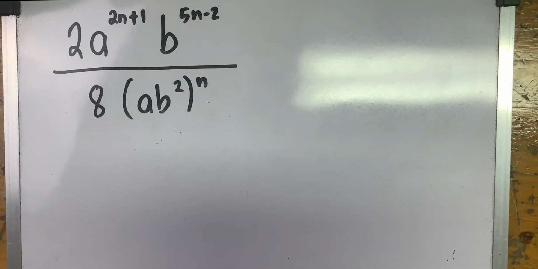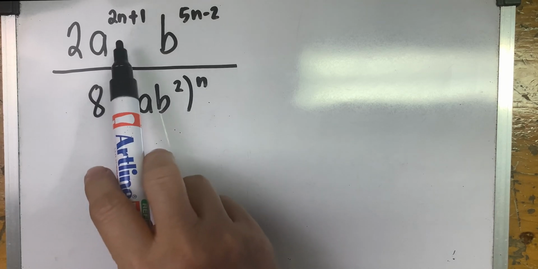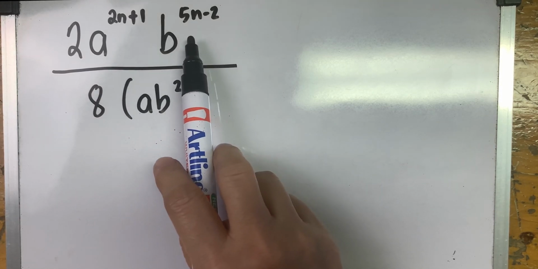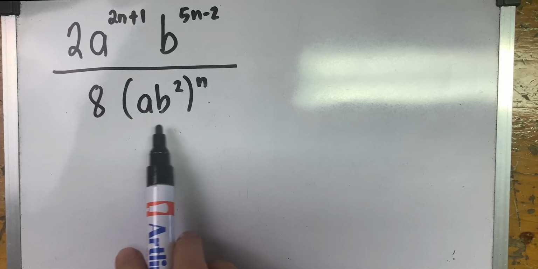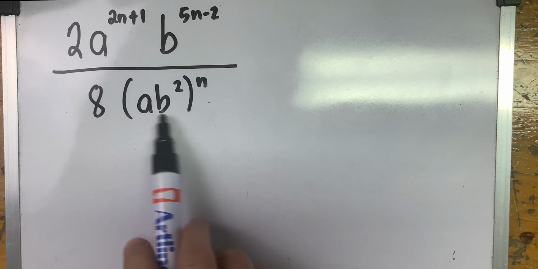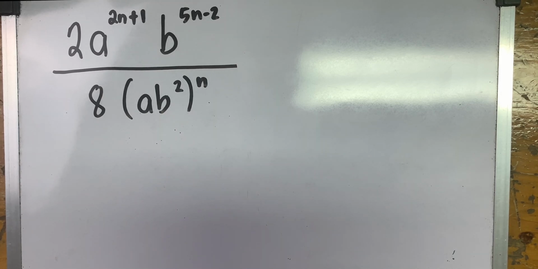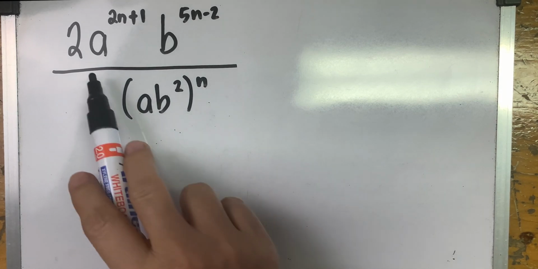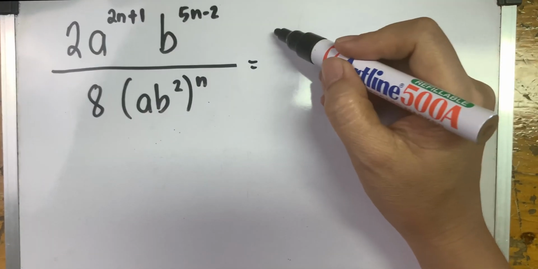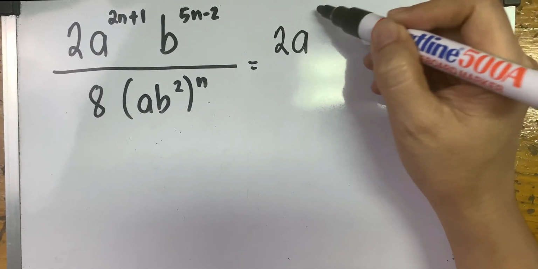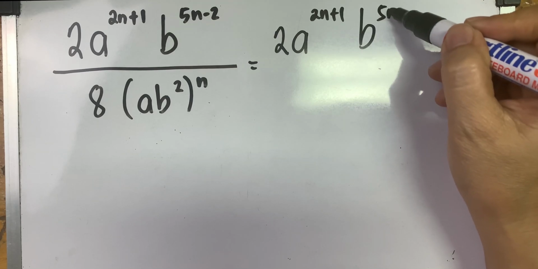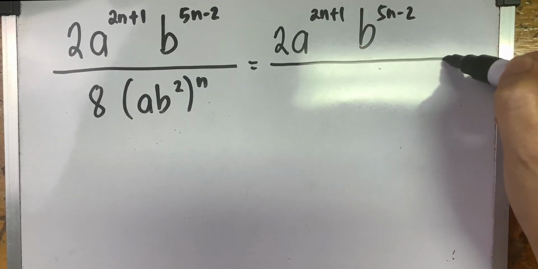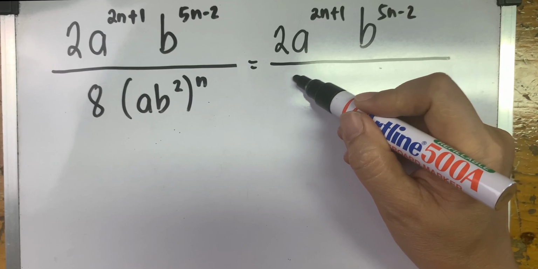Okay, for our next example, 2a raised to 2n plus 1 and b raised to 5n minus 2 all over 8 times the quantity of ab squared, this one raised to n. So, okay, let's work on with the power rule first. Okay, so copy lang natin yung nasa numerator. At work natin yung nasa denominator.